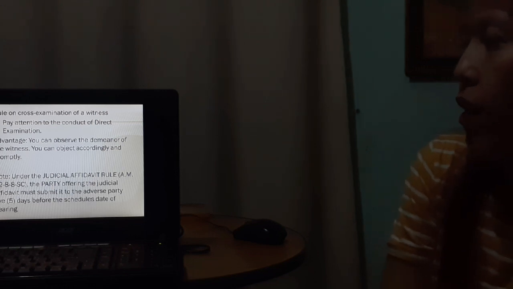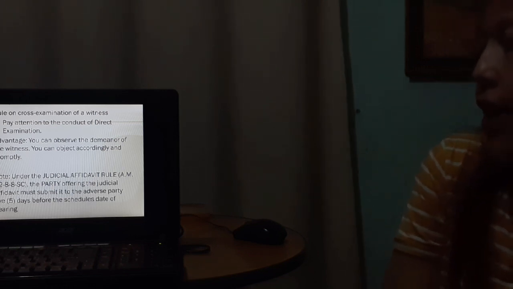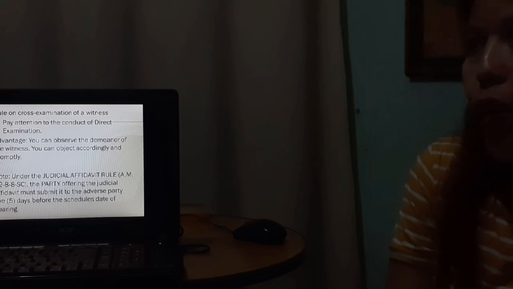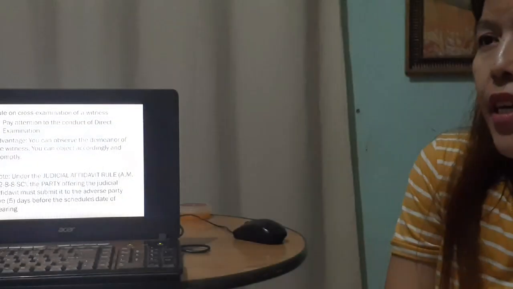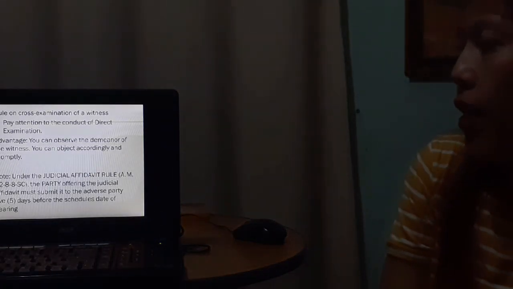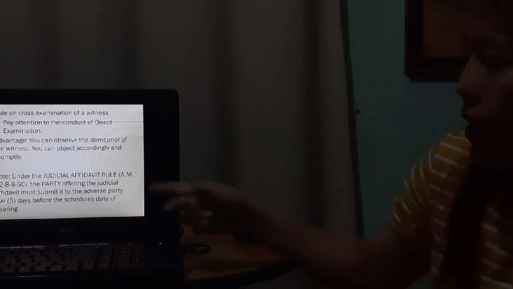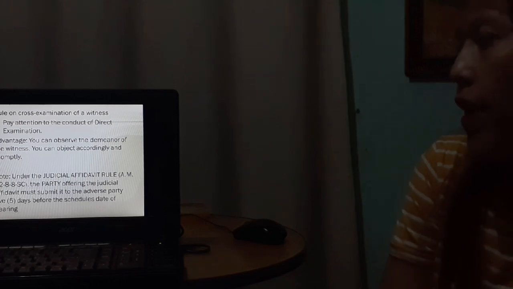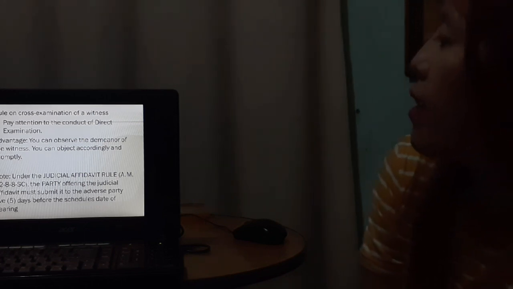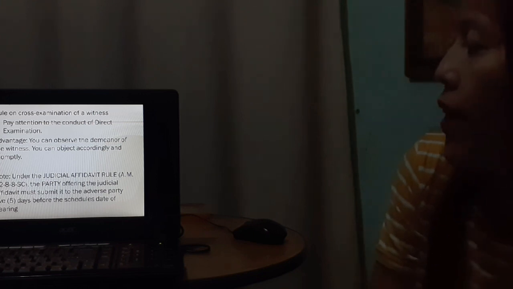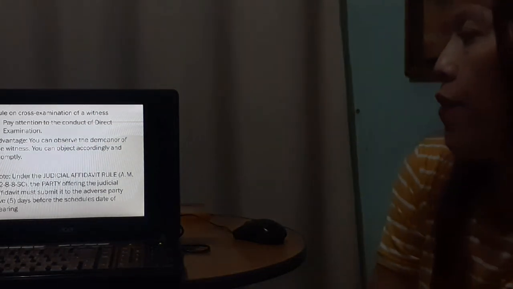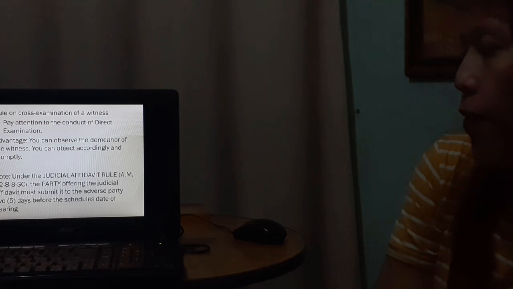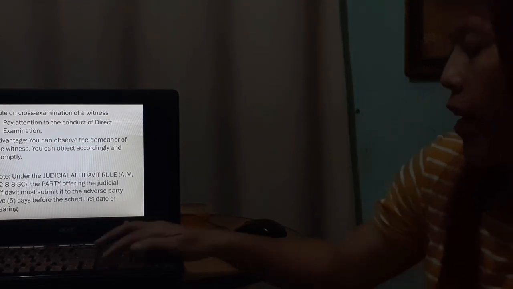And then you can also tell the court that he is telling lies or his demeanor is questionable or there is something wrong with his statement. But before that, if you can read, there is a judicial affidavit rule regarding this, that the party offering the judicial affidavit must submit it to the adverse party 5 days before the scheduled date of the hearing.